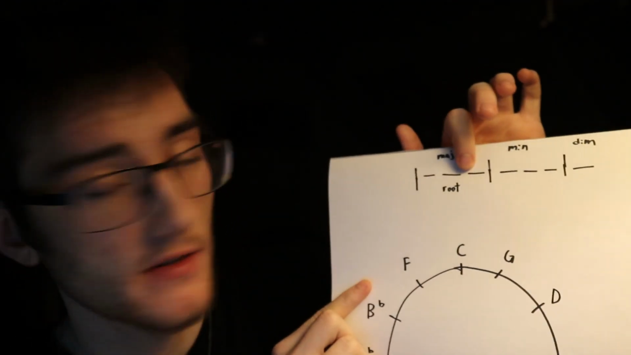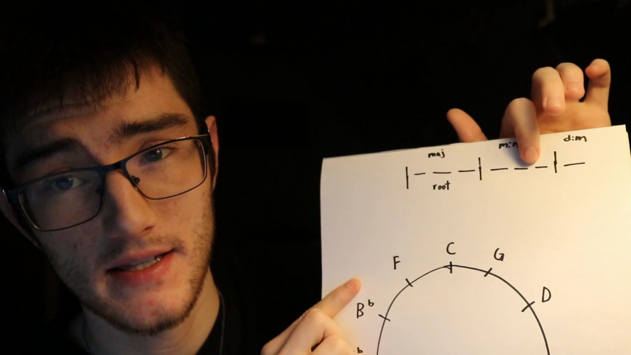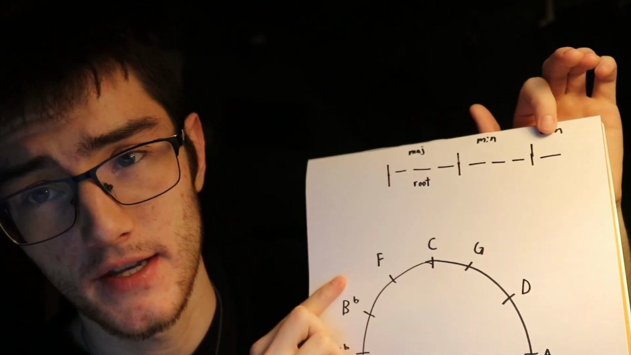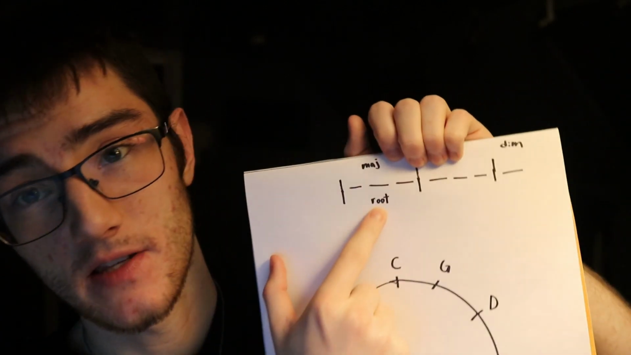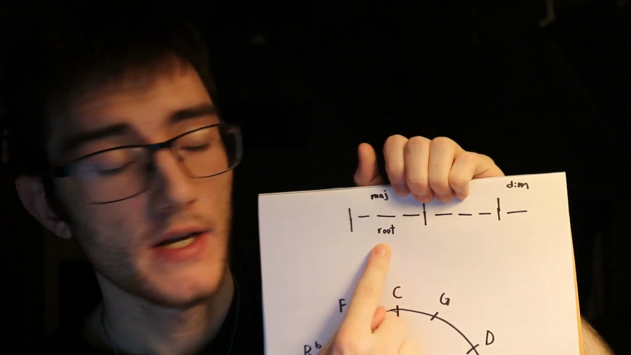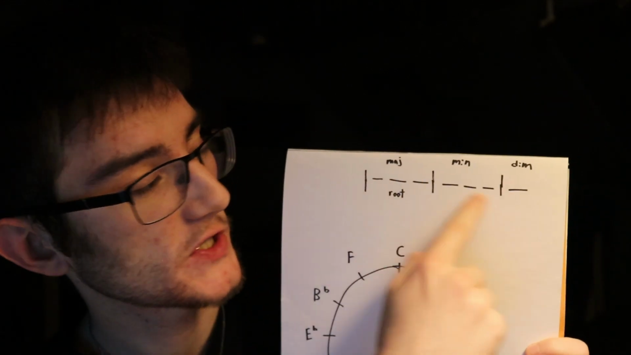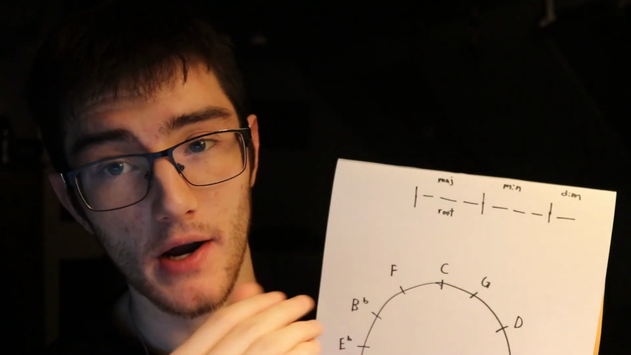So the way that I kind of draw this out to help me remember is by doing this. Basically, what I did here at the top is I drew 3 spaces for all the major chords, 3 spaces for all the minor chords, and then 1 for the diminished. And then this right here says root, because this is the root note. So basically, this little cheat thing can apply to anywhere on the circle of fifths.